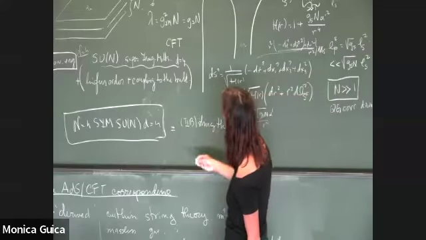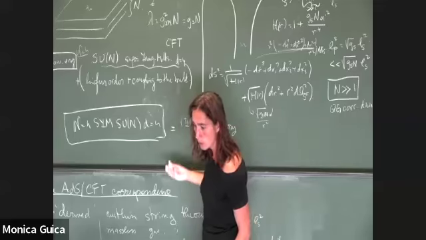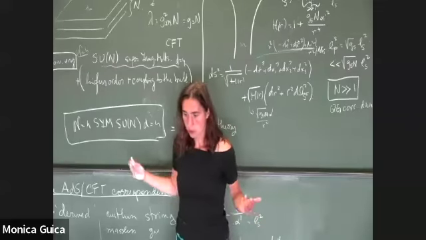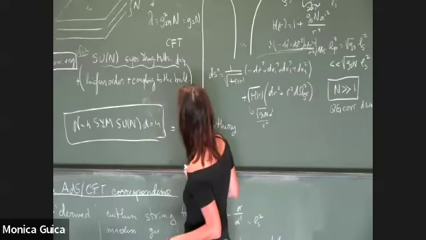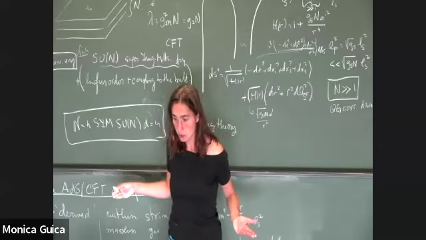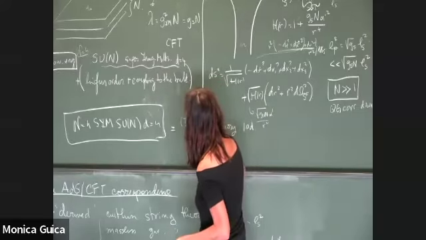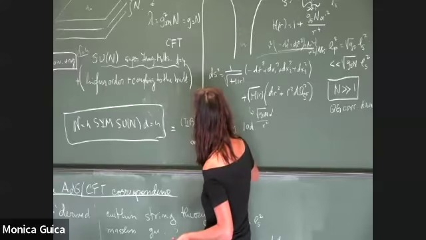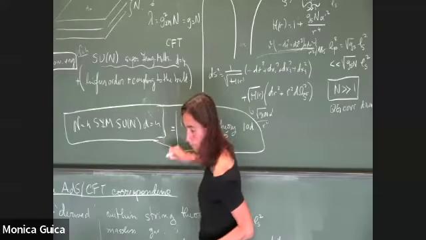Okay? So the conclusion that you come to is that N equal to 4 super Yang-Mills, which is a 4-dimensional theory, a gauge theory a bit like quantum chromodynamics, is exactly the same as type IIB string theory, which is a gravitational theory that lives in 10 dimensions, on this AdS5 times S5 space.